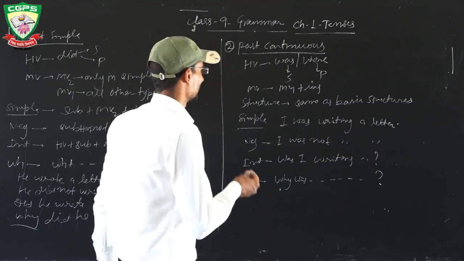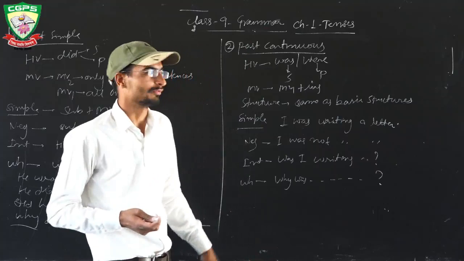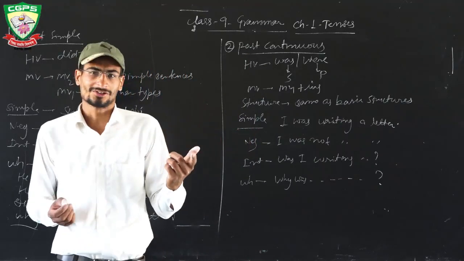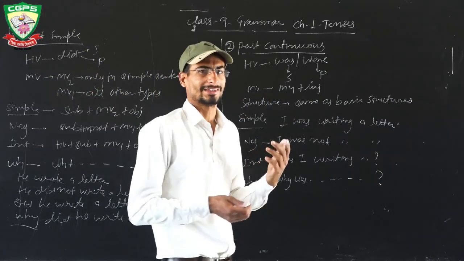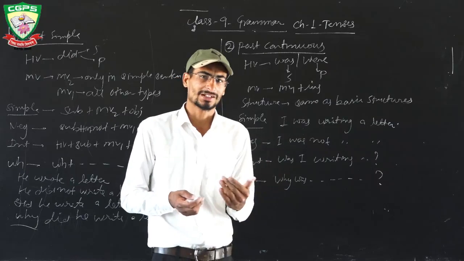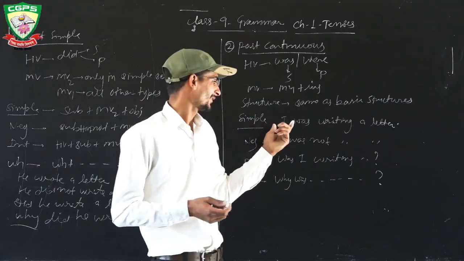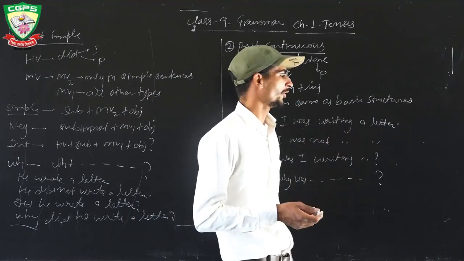Past continuous tense helping verbs are was and were. Was is used for singular subject, were for plural subjects. Main verb, similarly to present continuous tense, is first form plus ing, and the structure is same as the basic structure. Basic structure of single sentence was subject, helping verb, main verb and object. Here also structure is subject, helping verb, main verb first form plus ing, and object, a letter.